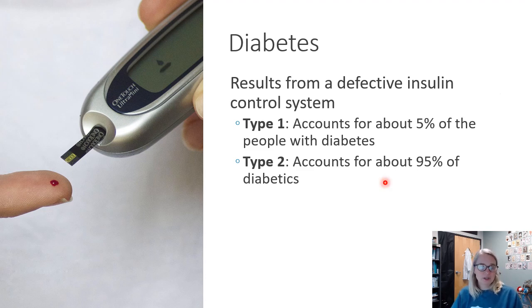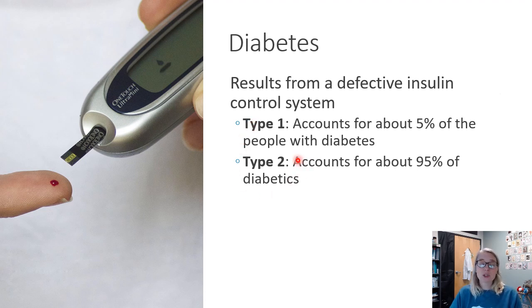So there's two major types of diabetes. You may have heard this before. Type 1, also known as juvenile or insulin-dependent diabetes. About 5% of all diabetes cases are type 1. This is where their pancreas does not work at all, and so they are constantly regulating their blood glucose via insulin injections, or they might have an insulin pump.